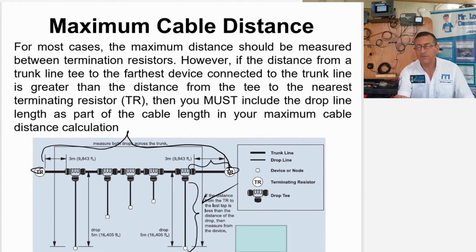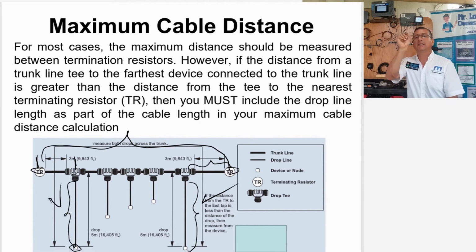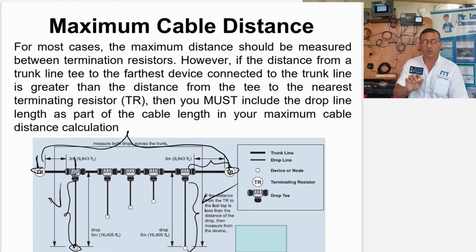Once again, if you find one piece of equipment where the distance between the equipment and the T is bigger than the distance between the T and the terminal resistor, you need to add this drop line into the total distance calculation. In other words, the total distance is the distance between the terminal resistors plus the drop lines, if the drop line exceeds the distance between that T and the closest terminal resistor. We are going to do an example right now in order to clarify that situation.